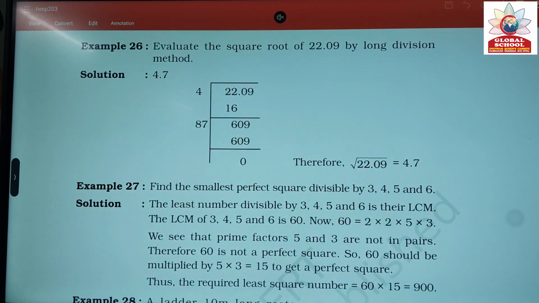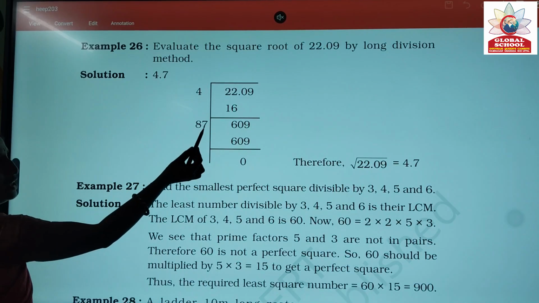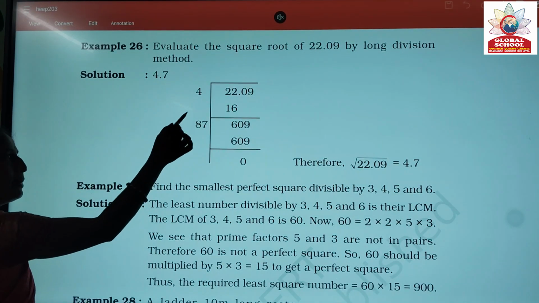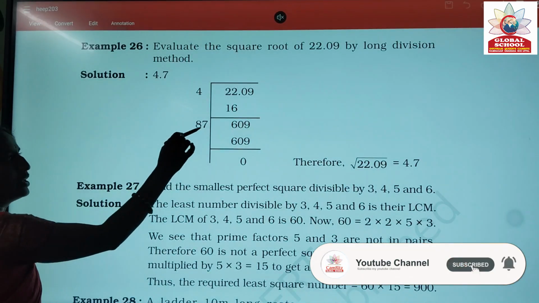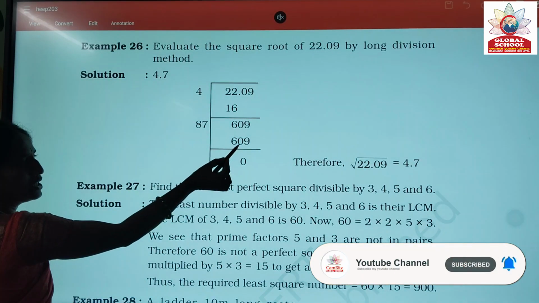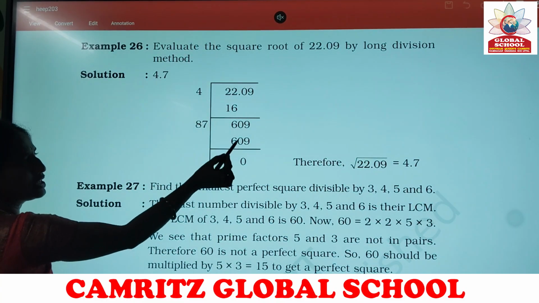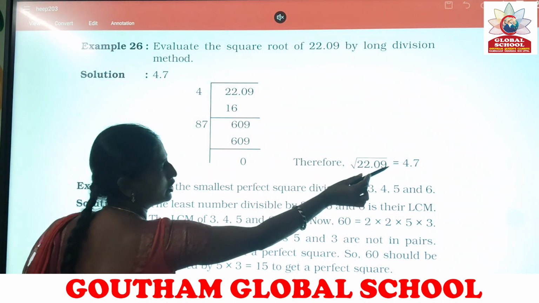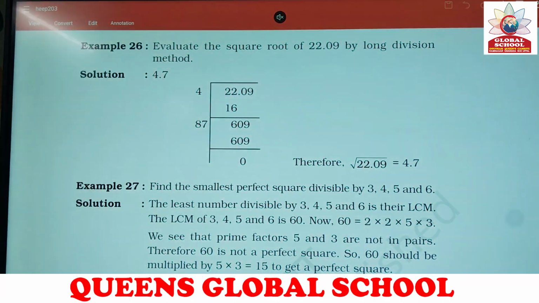In the ones place you are having 9. Where will you get 9 in the square table? Either 3 3s or 7 7s. I will check with 7. After 8 I will put the 7. This 87 should be multiplied with the 7 only. 87 into 7 is 609. 609 minus 609 is 0. So therefore the square root of 22.09 is 4.7.